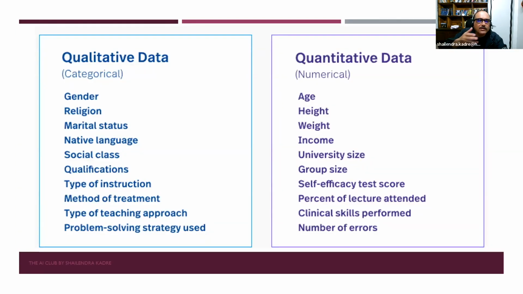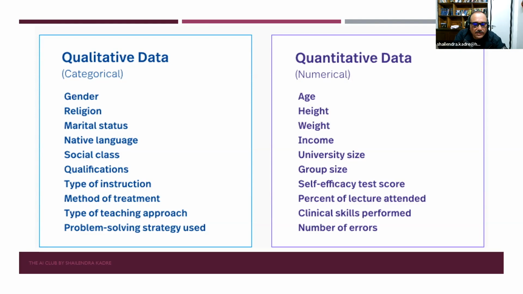I will read some of it, like what is categorical data: gender, religion, marital status, language, social class. Like he's a high class, he belongs to a high society because he's having a lot of money. Those kinds of statements, qualification, he is very highly qualified, and the type of instruction, the method of treatment, type of teaching approach. This teacher is a superb teacher. His teaching method is very effective. So those kinds of statements are qualitative statements.